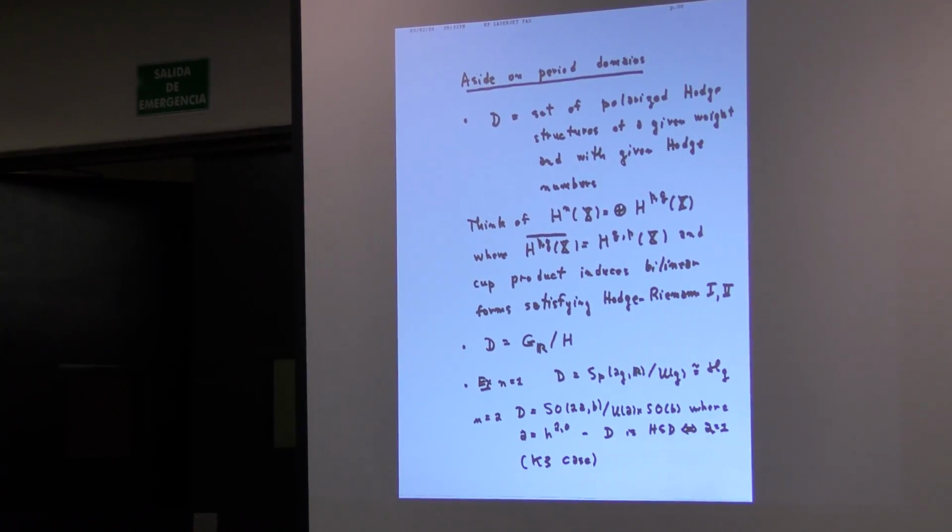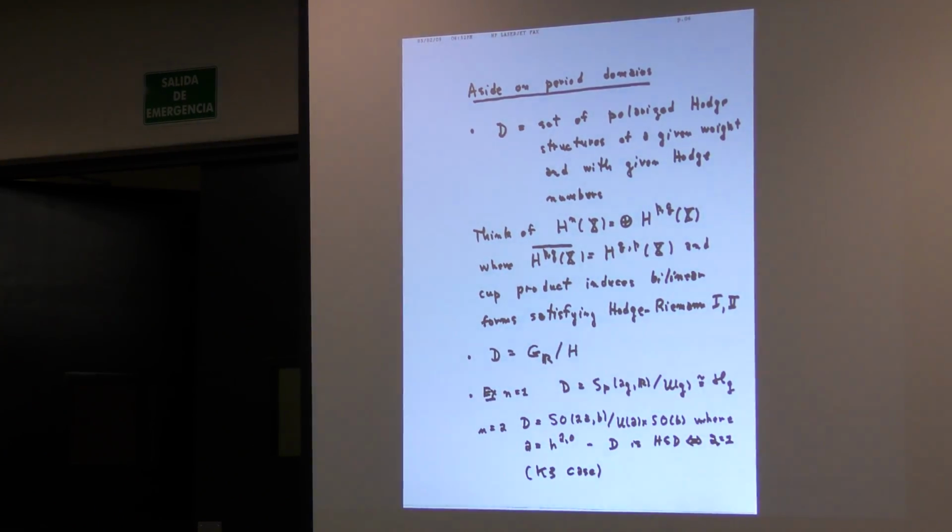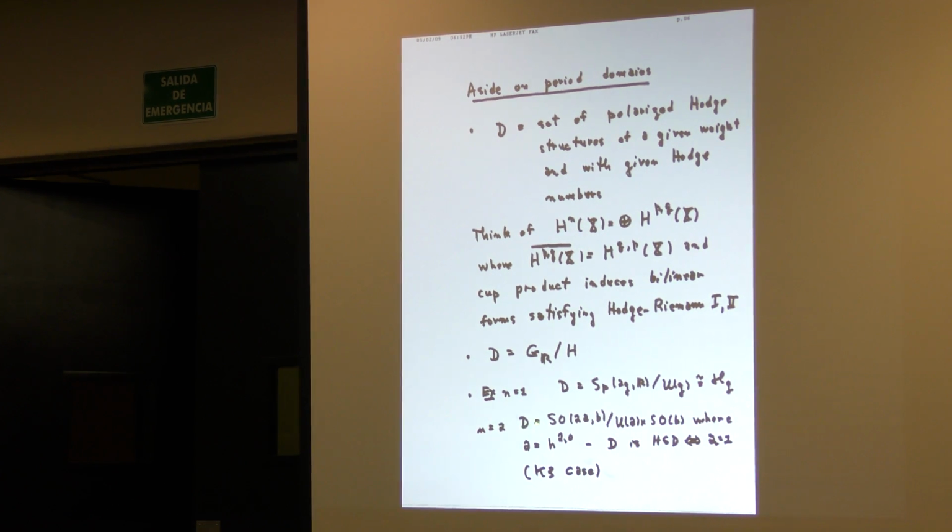So classical weight 1 algebraic curves is the Siegel upper half plane, symplectic group divided by the unitary group. For weight 2, the domain is a special orthogonal group SO(2a, b) divided by the unitary group, and the maximal compact, where a is the Hodge number h^{2,0}, b is the Hodge number h^{1,1}. This is Hermitian symmetric only when this number is 1. That's the K3 case. So we're interested in the first non-classical case.